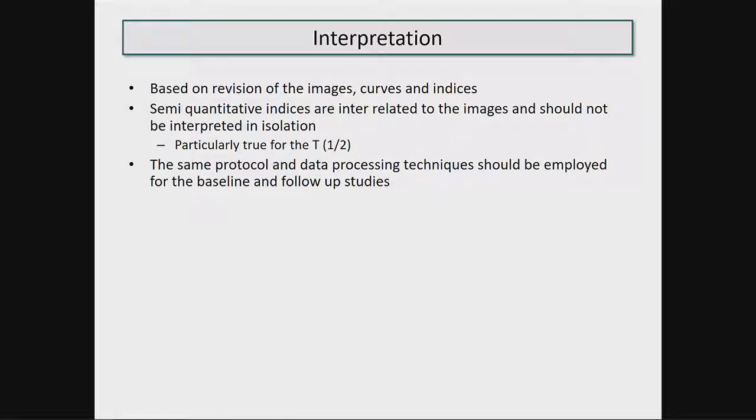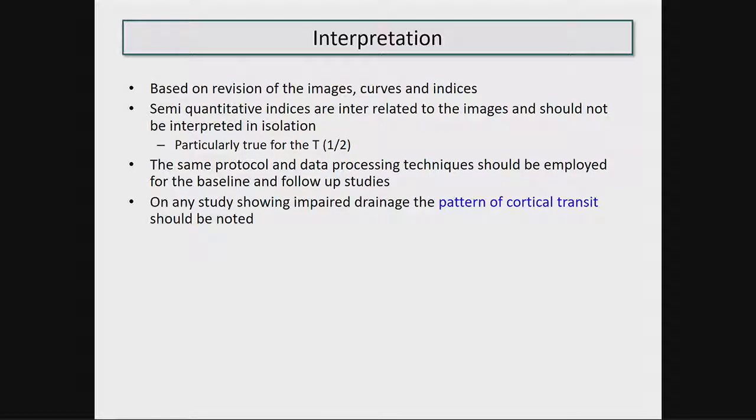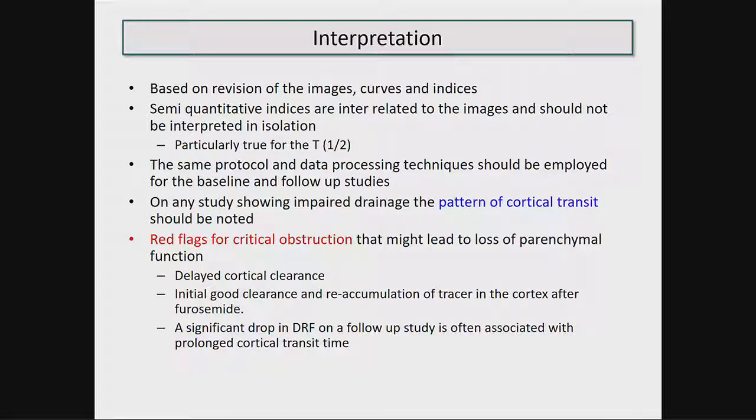Now, the same protocol and data processing techniques should be employed for the baseline and follow-up studies. This goes without saying, but it's a very important aspect. On any study showing impaired drainage, the pattern of cortical transit should be noted. This is something new. I mean, it's not new overall, but it's new as far as guidelines are concerned. And the reason is that the pattern of cortical transit may raise some red flags for critical obstruction. Critical obstruction meaning that this is the kidney that, unless surgery is performed to relieve obstruction, might lose parenchymal function.